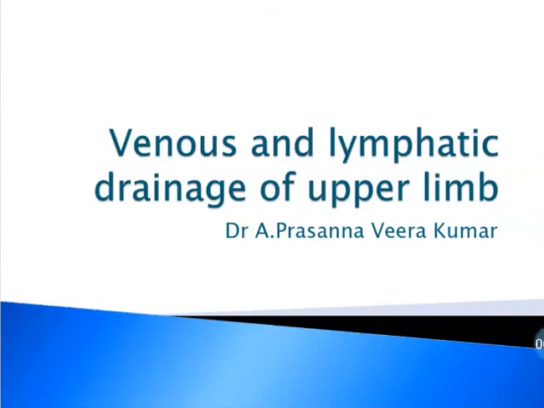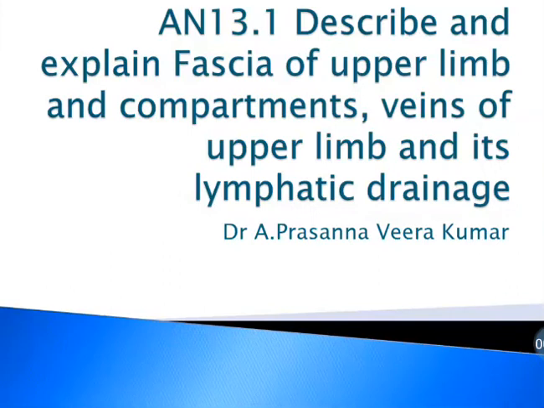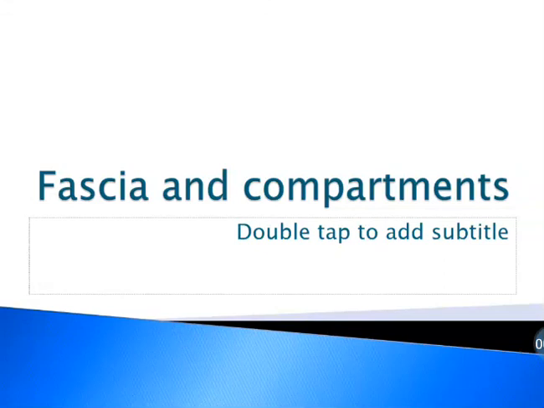Venous drainage and lymphatic drainage of upper limb. The competencies are: fascia of upper limb that divides upper limb into different compartments. Then veins and venous drainage of upper limb and lymphatic drainage of upper limb. Fascia and the compartments of upper limb.